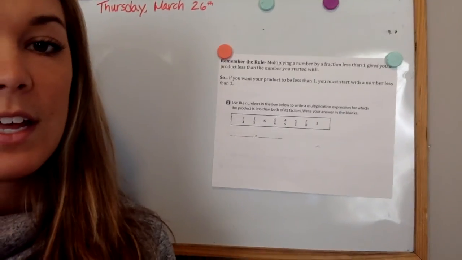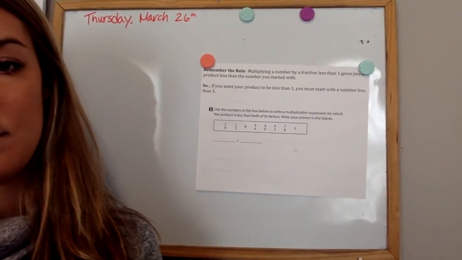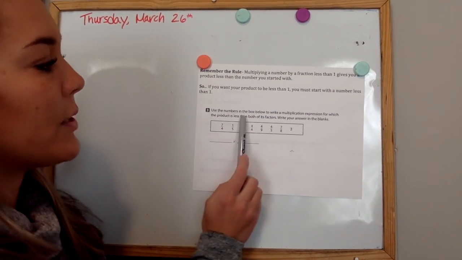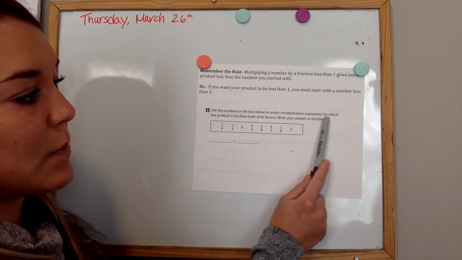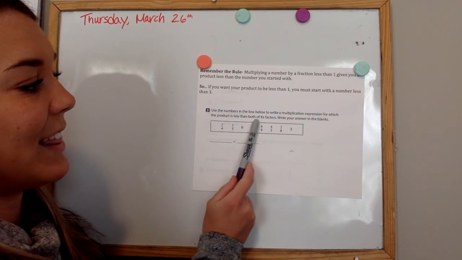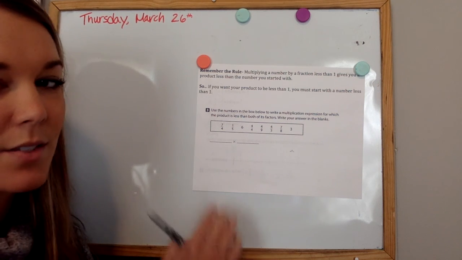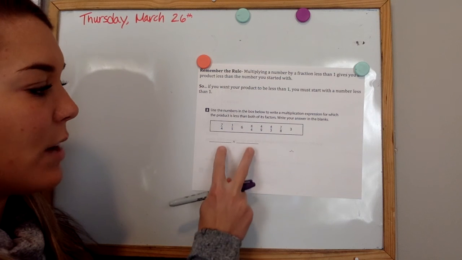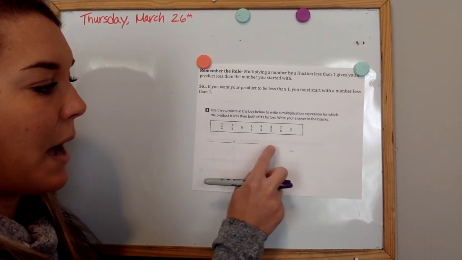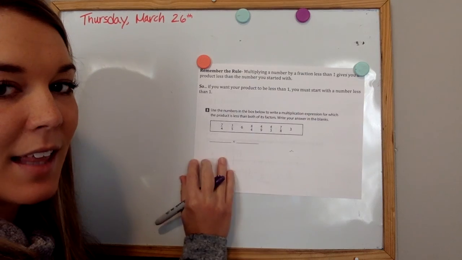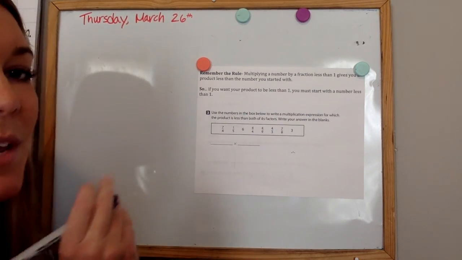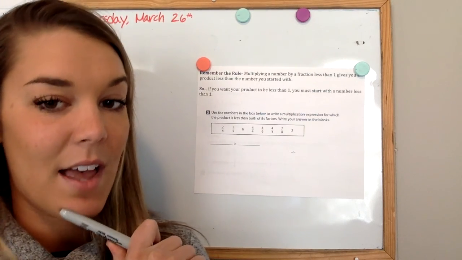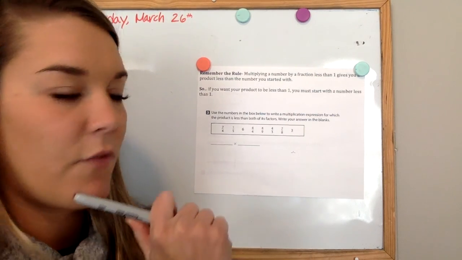So here, it's asking me, in the quiz question, use the numbers in the box below to write a multiplication expression for which the product is less than both its factors. Write your answers in the blank. Okay, so that means whatever these two numbers are, my answer or product needs to be less. That's telling me that I'm definitely going to want to multiply by a fraction that's less than 1. So let's do that first.